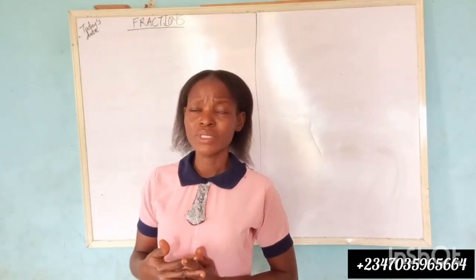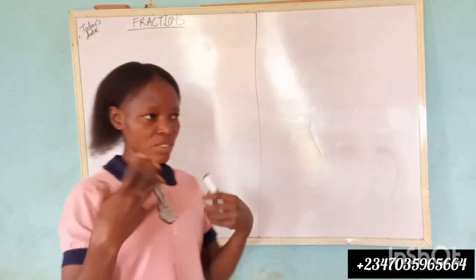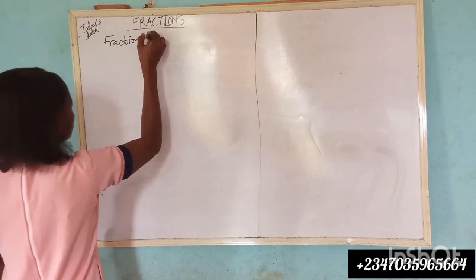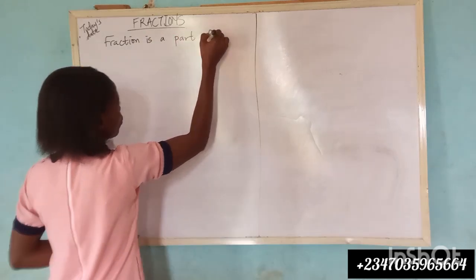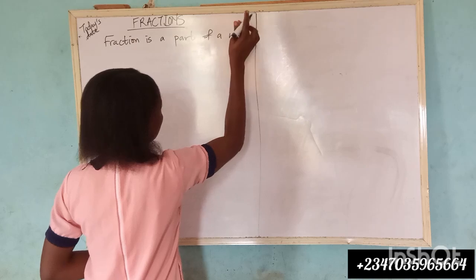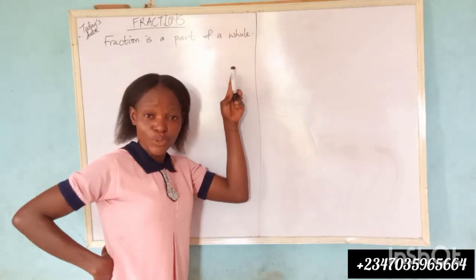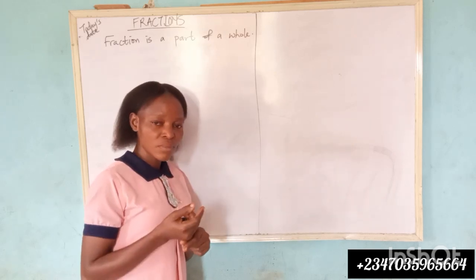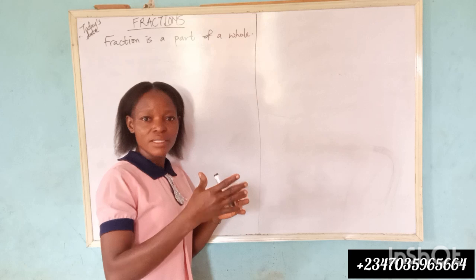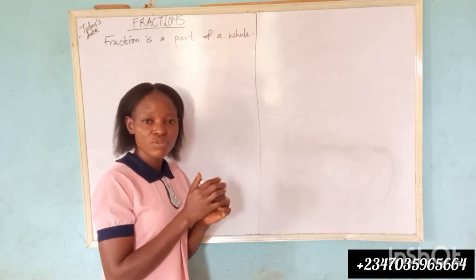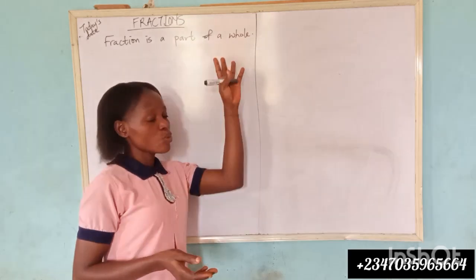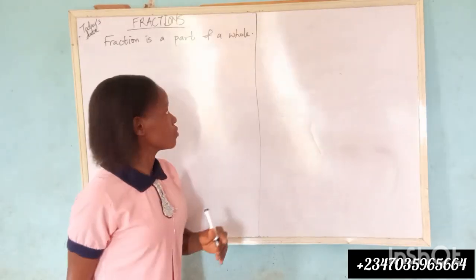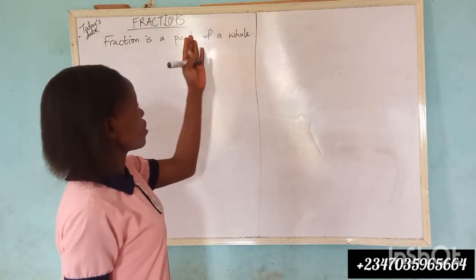Fractions. What do we understand by fraction? Let me first put it like this: a fraction is a part of a whole. When I say whole, I mean something that has not been divided. It is still the way it is. Nothing has been cut from it. That is what we call whole, something that is still full. So a fraction is a part of a whole.